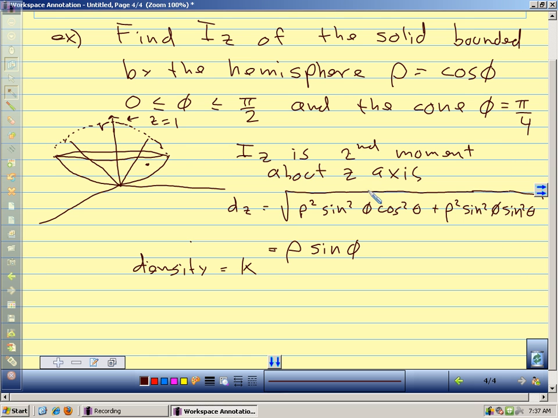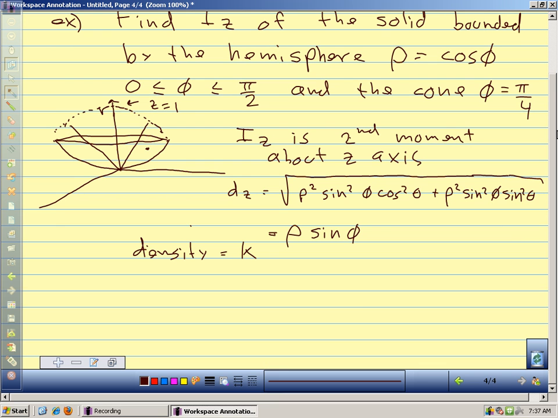All right, so now we're ready to set up our integral. Our I sub x, or sorry, I sub z equals, let's just look at this section in the first octant. We're just going to look at the first octant and multiply by 4. So we get 4k for our density.